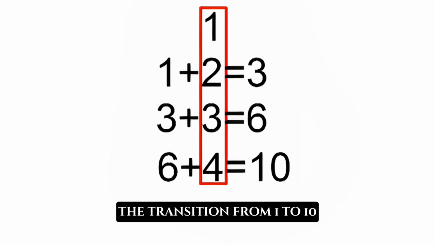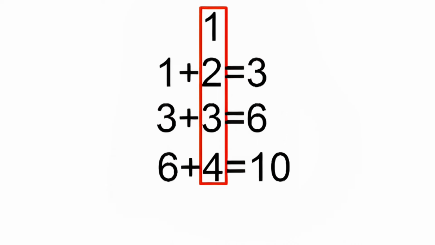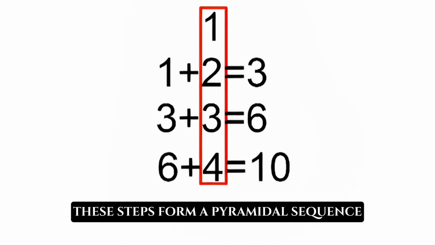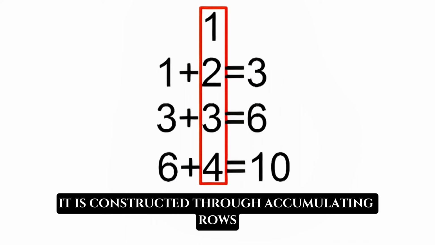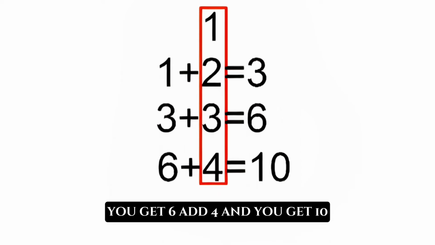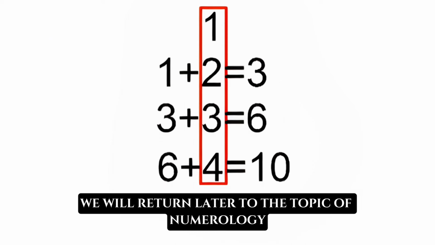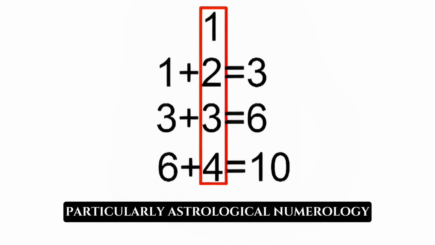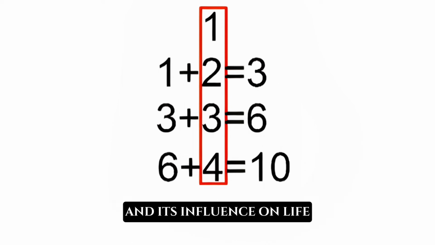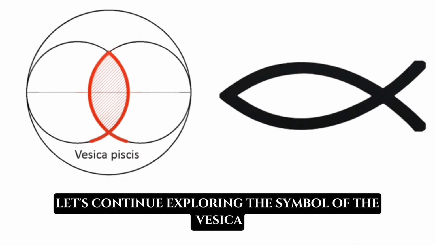In numerology, the transition from 1 to 10, from the beginning of creation to the completion of its cycle, occurs over 4 steps. These steps form a pyramidal sequence. It is constructed through accumulating rows. Start with 1, add 2, you get 3, add 3, you get 6, add 4, and you get 10. Thus, in 4 steps, one reaches a new level. We will return later to the topic of numerology, particularly astrological numerology, and its influence on life and its practical applications. But for now, let's continue exploring the symbol of the Vesica piscis.